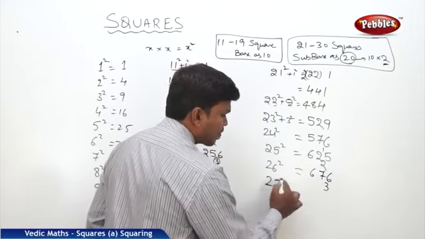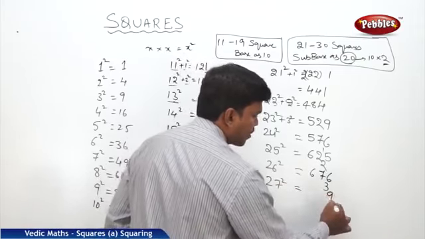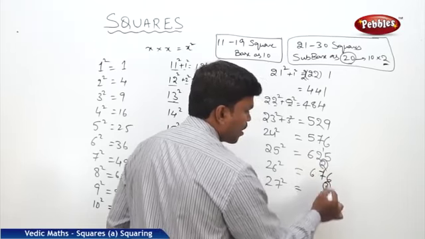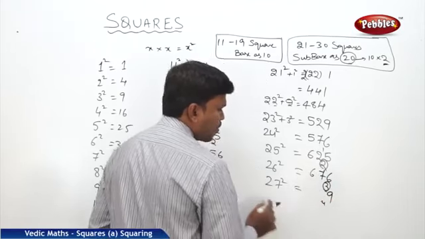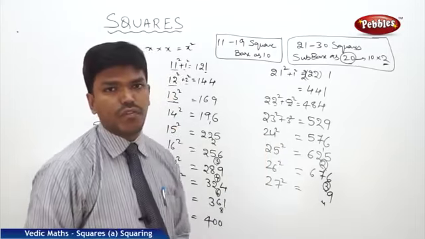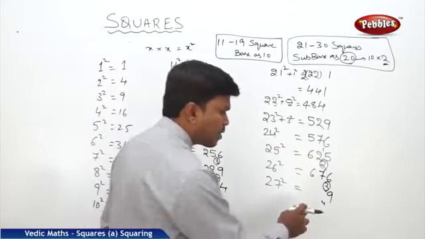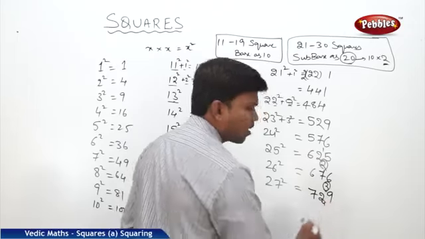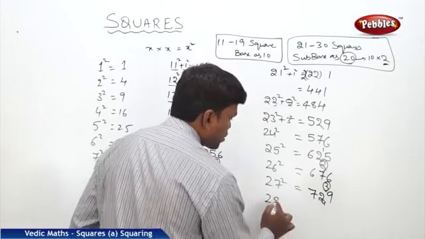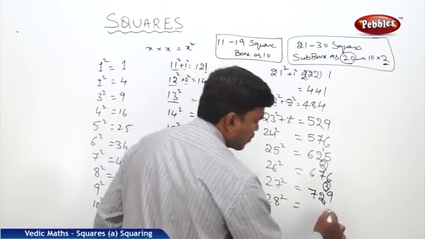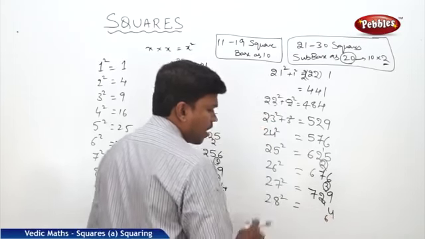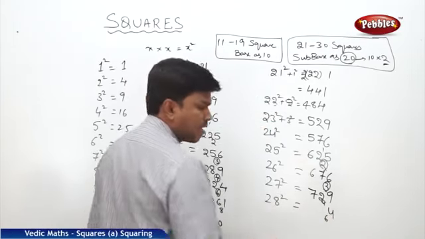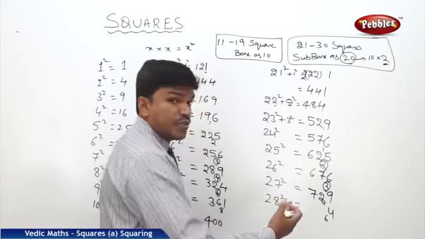Similarly, 27 square. 7 square, 49. So these are all carry. You should not forget the carry to add. So 49. 4 drop. 27 plus 7, 34. Make it a double. 68. 68 plus 4, 72. Similarly, 28 square. 8 square, 64. So drop 4, carry 6. 28 plus 8, 36. 36 double is 72.